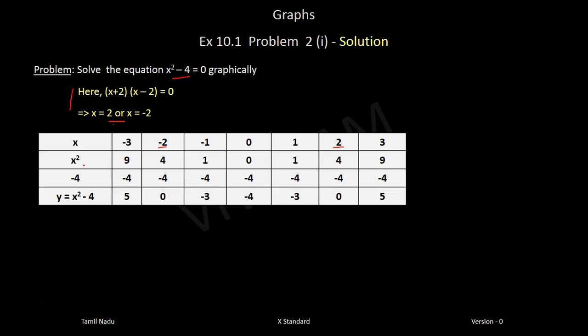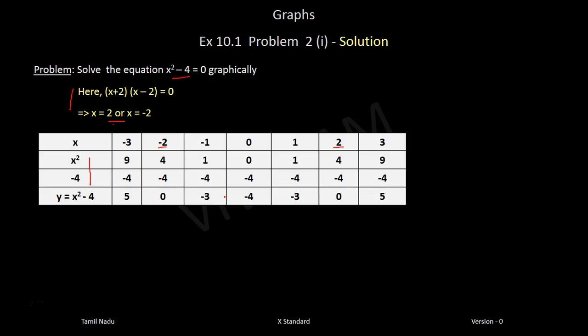Now the value of x squared: minus 3 squared is 9, minus 2 squared is 4, minus 1 squared is 1, 0 is 0, 1 is 1, 2 squared is 4, 3 squared is 9. And we need to subtract 4, right? So in all the cells, add minus 4. Y is x squared minus 4, so we need to add these two rows to get the value of y. So 9 minus 4 is 5, 4 minus 4 is 0, 1 minus 4 is minus 3, 0 minus 4 is minus 4. Like that you can fill up the remaining cells.